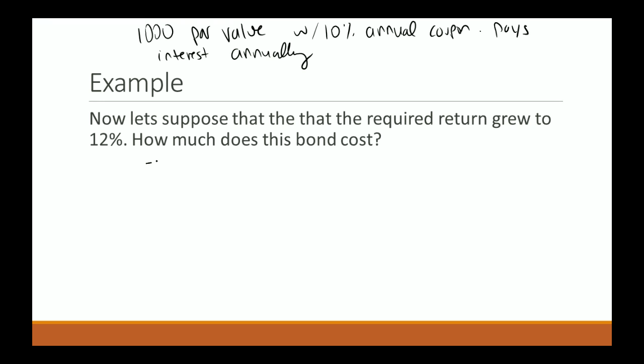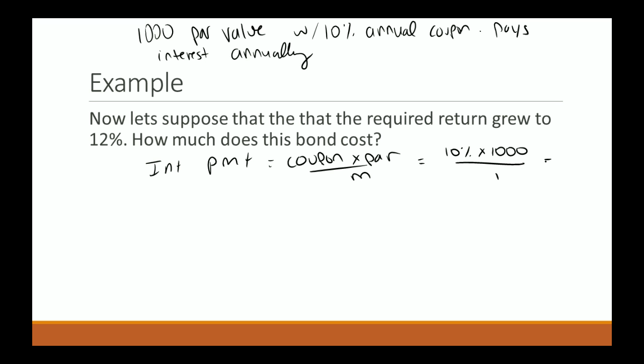Let's just practice doing our interest payment once more. Remember, interest payment is equal to coupon times par divided by m, our compounding frequency. So we have 10% times 1,000 divided by 1, and that gives us 100. And now we've used this 10%, so we won't use it again. Our future value is still the face value of the bond of 1,000. This is still a 10-year bond. But now our current market interest rate is at 12%.